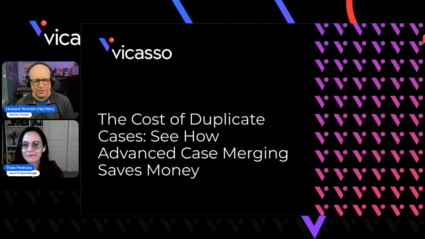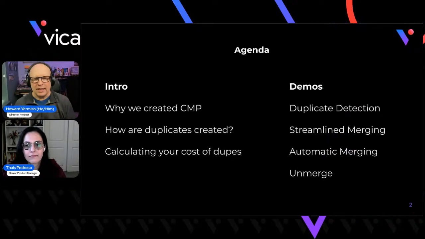Well, welcome everyone back. And what are we going to do today? I know what we're going to do today. We are going to talk about the cost of duplicate cases, and we are going to show you how Case Merge Premium, which is advanced case merging, is going to save your support team money and provide a better customer experience overall. So let's take a look at our agenda.